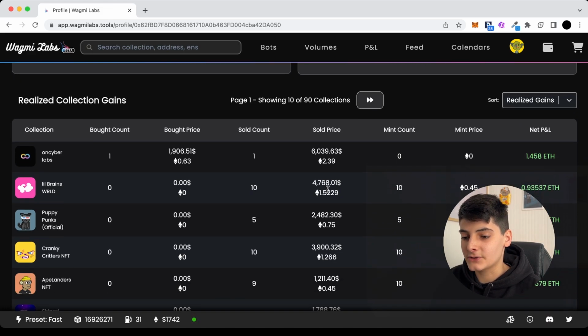These will get aggregated. So if you bought 10 or minted 10, the number will be together. Here you can see I didn't buy any because I didn't buy any on secondary market. I minted these, so I minted 10 together. The mint price in total was 0.45, and this is a sale price for all of them together. So I sold 10, etc.